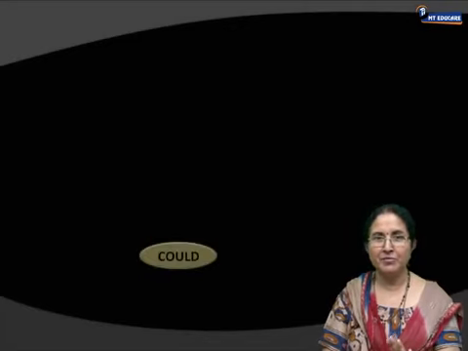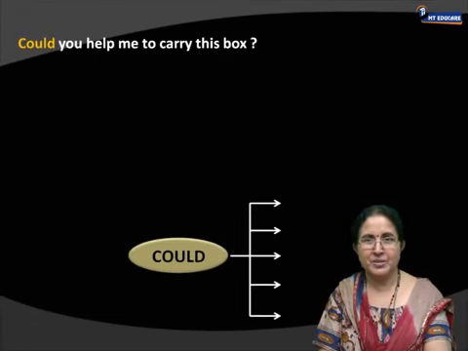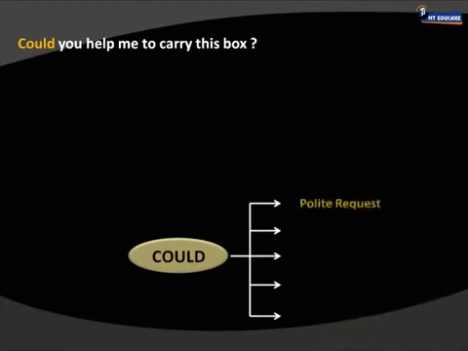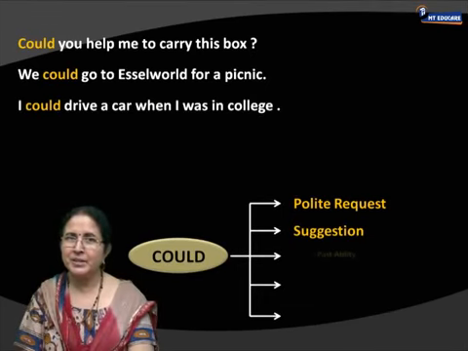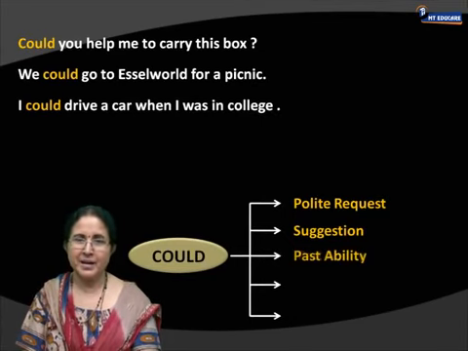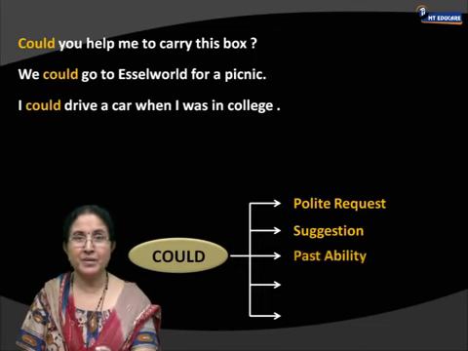Okay, we take the modal auxiliary could. Now you will see five arrows. Let's see. Could you help me carry this box? It's a polite request. We could go to SL World for a picnic. Now this is a suggestion. You're suggesting to someone. Next, see the third one. I could drive a car when I was in college. Now this, my dear children, is past ability. You can replace could with would, in this case: I would drive a car when I was in college. That also means past.